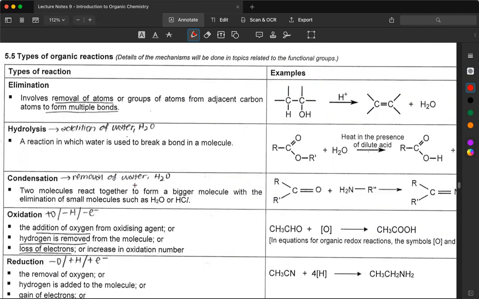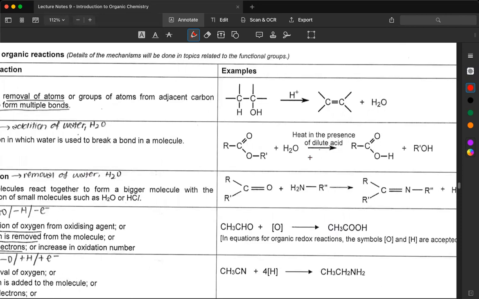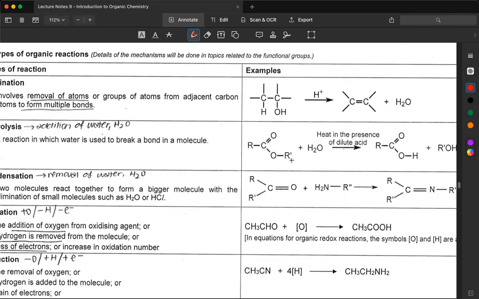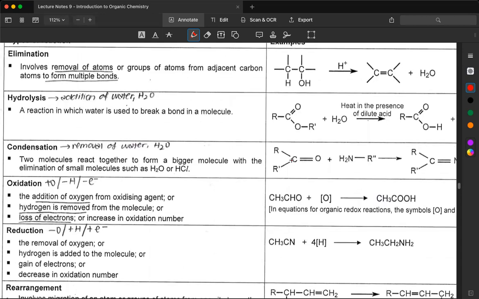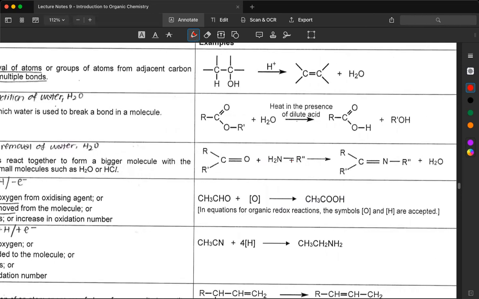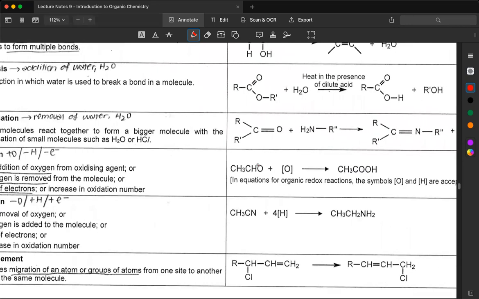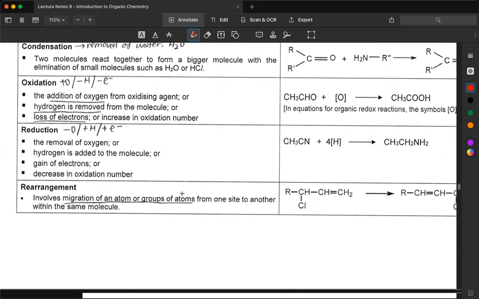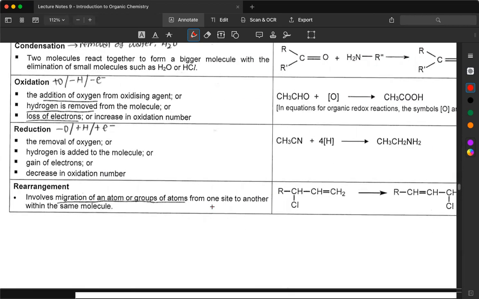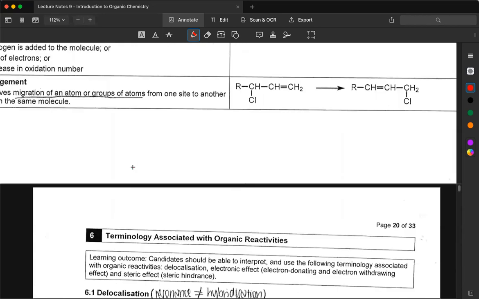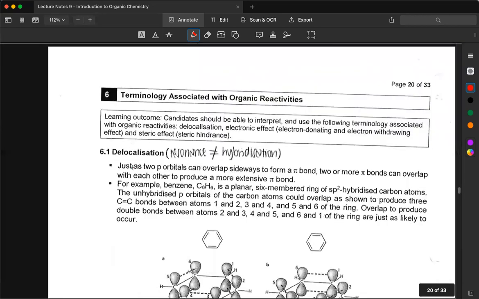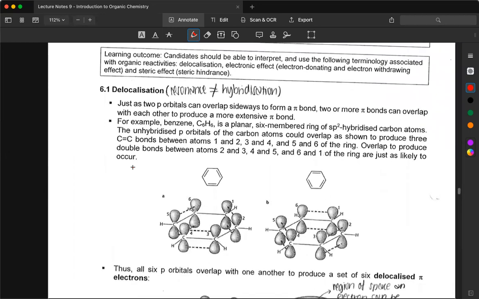Hydrolysis involves water breaking a bond in the molecule. Okay. So this R is kicked out, replaced by the H. Or condensation, where two molecules react together to form a bigger molecule and eliminate smaller molecules such as water or even HCl at times. So this one breaks, forms with which one? The O and the H2 come out to form H2O. Oxidation, as shown, you are very familiar with it. Reduction and rearrangement, where there's a migration of a group of atoms from one side to another. Okay, some terminology related to organic reactivity, starting with delocalization.